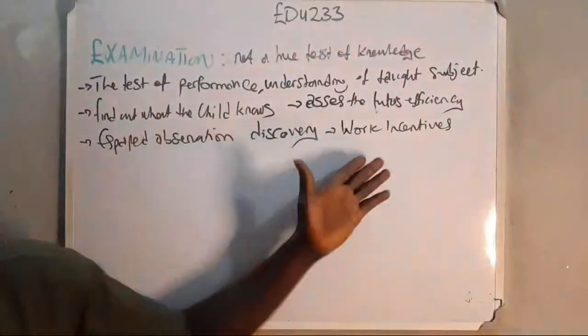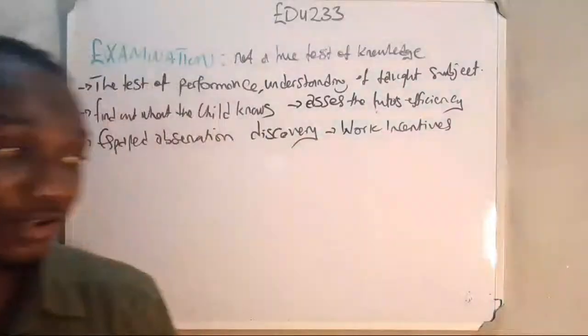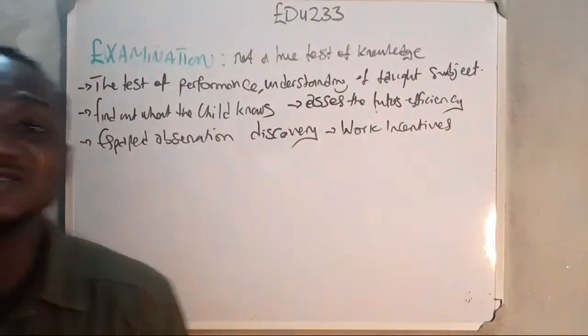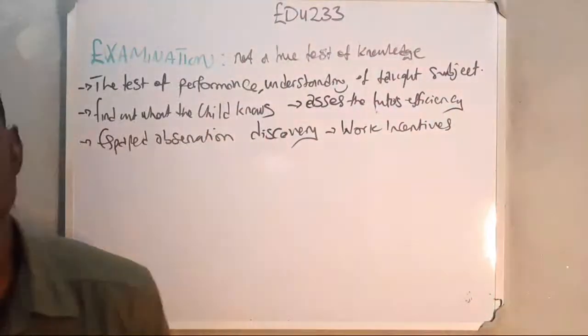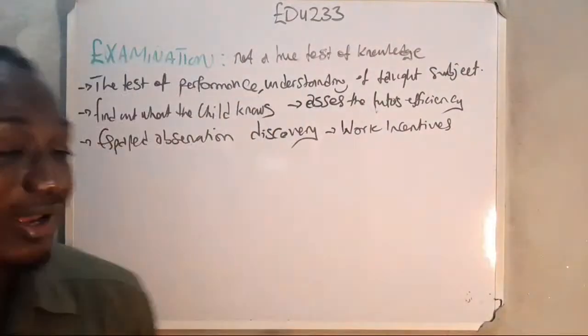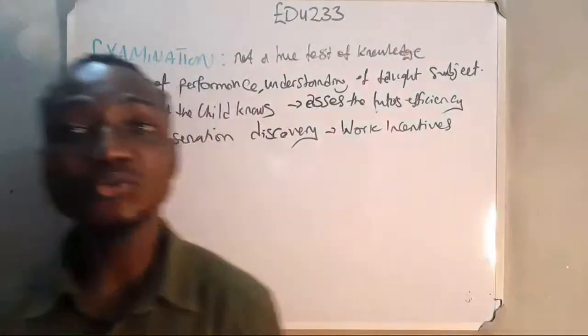So it's a work incentive for both the teacher and the student. And for the teacher, if it's not consistent, if it doesn't take what it does to heart, it will tell on the performance of the children, right? And it will be called, okay, a class of 20, out of 20, only 5 passed well. What happened to the remaining 15?